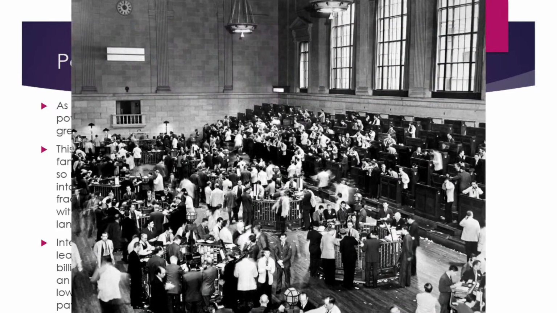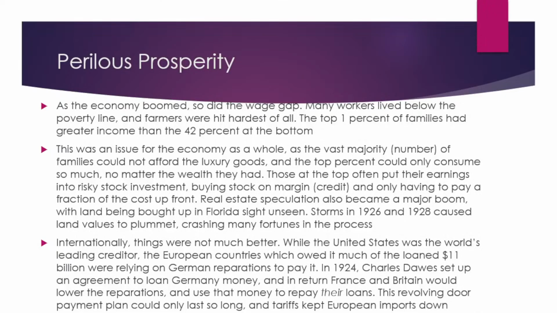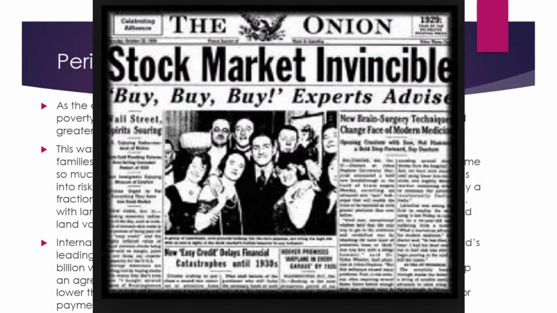Here's what the stock market used to look like before they had all those fancy glowing ticker things. I don't quite understand the stock market. It just seems like a bad idea. Speaking of which, here's the Onion. Stock market invincible. Buy, buy, buy. New easy credit delays financial catastrophes until the 1930s. If you don't understand, the Onion is satire, this isn't real. But it is essentially how this was treated in the 1920s. Everything is great. Throw all your money at stuff. It'll be totally fine.